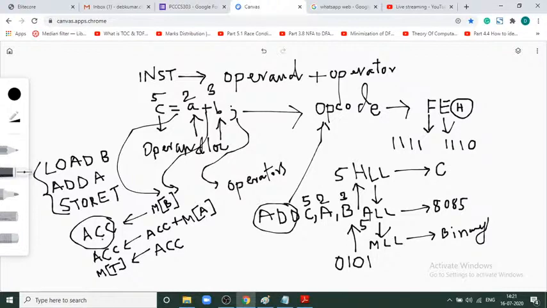We have input and output devices: keyboard and mouse are input devices, monitor is an output device. So we are going to use these. How the input output devices, memory devices and CPU are connected together, we need to study that.